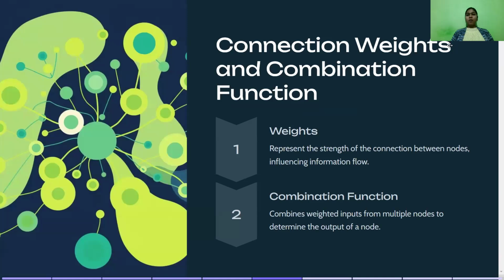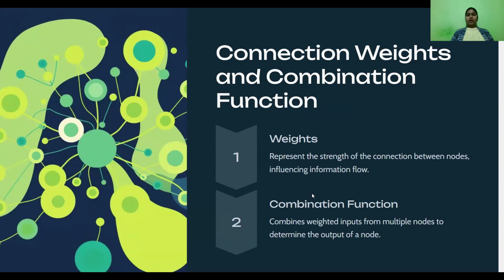Connection weights and combination function. Weights represent the strength of the connection between nodes, influencing information flow. Combination function combines weighted inputs from multiple nodes to determine the output of a node.